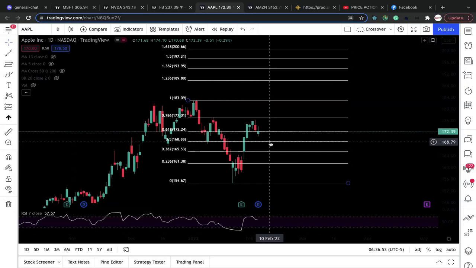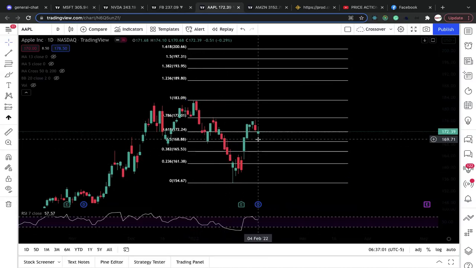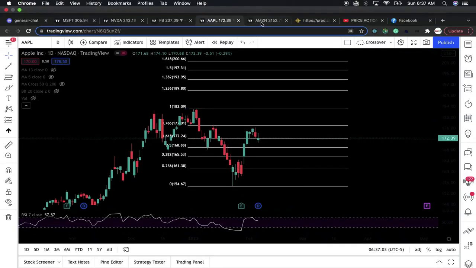You look at the price. If it's above it, be bullish. Below it, be bearish. Okay? And please trade with a chart so you can see what's going on. Otherwise, you'll be trading blind.